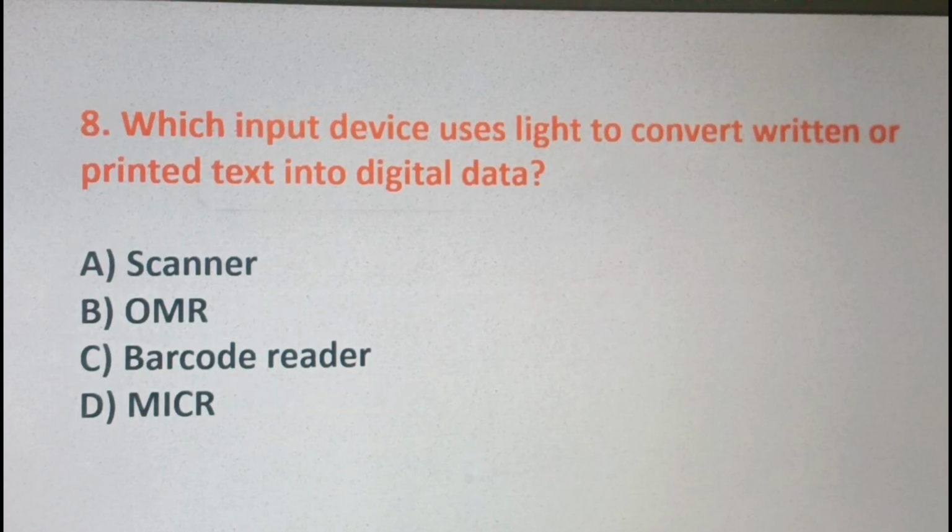The next question. Which input device uses light to convert written or printed text into digital data? Scanner, OMR, barcode reader, MICR. The correct answer is option A, scanner.